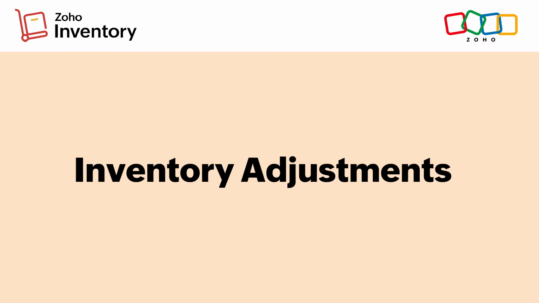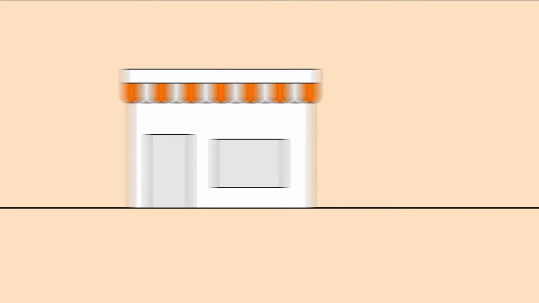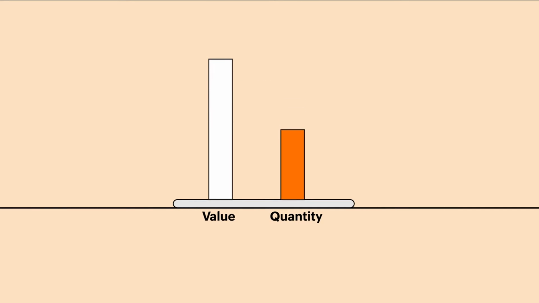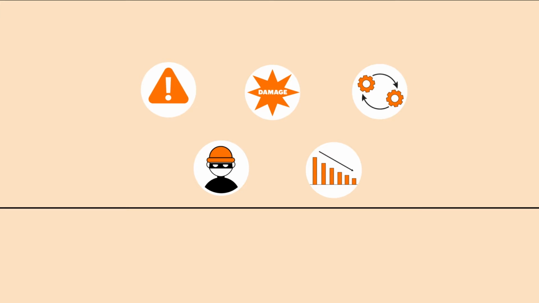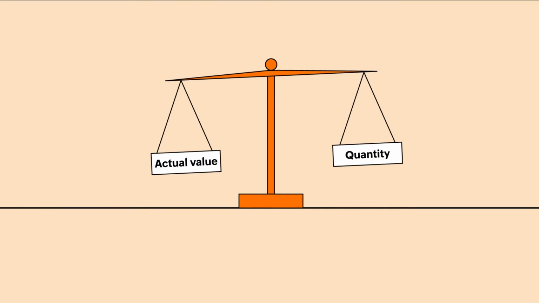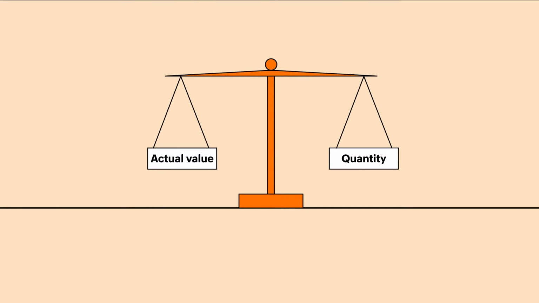Let's see how to adjust your inventory in Zoho Inventory. Imagine you run a retail shop that sells electronic gadgets. Over time, the value and quantity of your items may change due to factors like errors, damage, obsolescence, theft, or loss. In such situations, you need to make necessary inventory adjustments based on the actual value and quantity available, and ensure that the financial statements represent the same accurately.